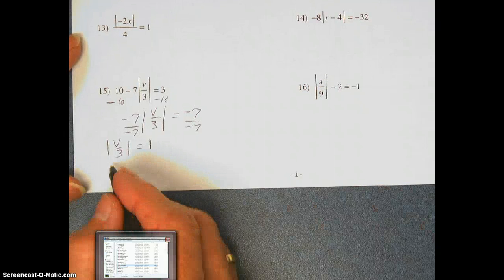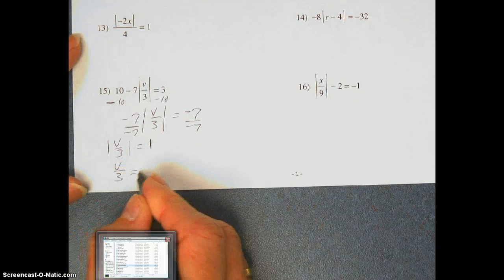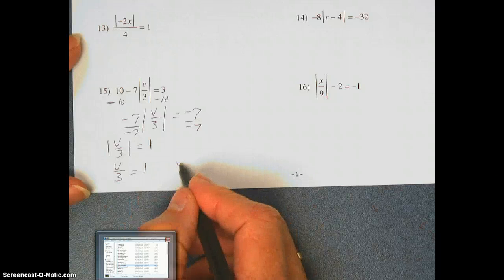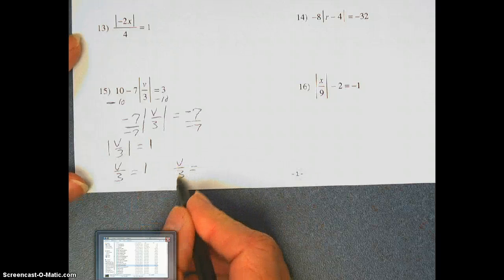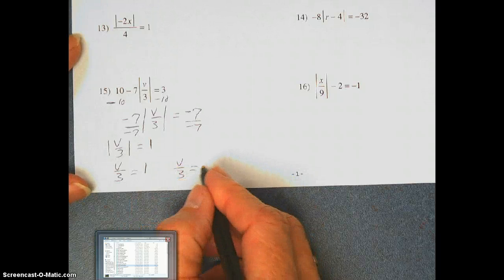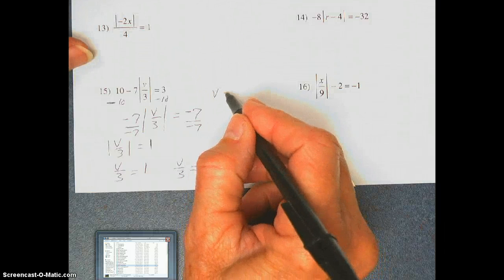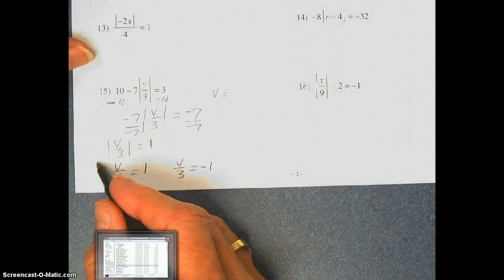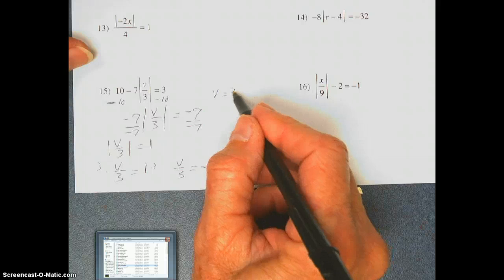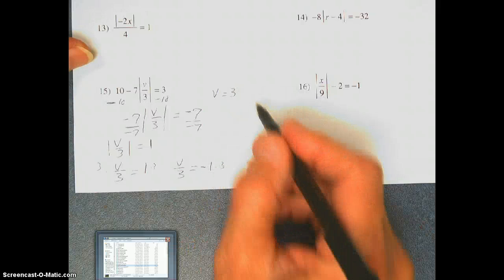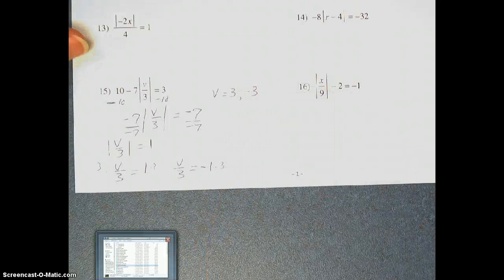So how do I do that? I set whatever's inside the absolute value equal to the positive one, or I set whatever's in the absolute value equal to the negative side. So just doing some quick algebra here, V would equal, multiply both sides by 3, positive 3, multiply both sides by 3, and V would equal a negative 3.